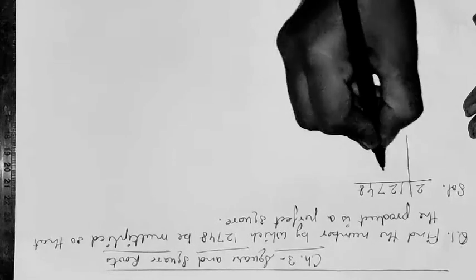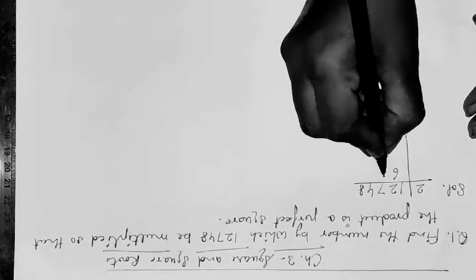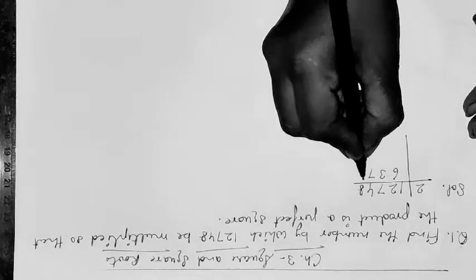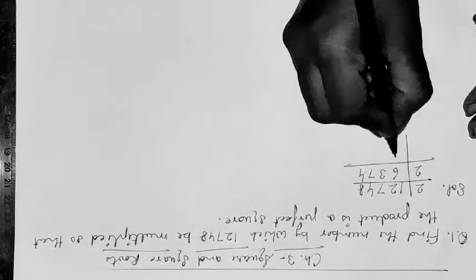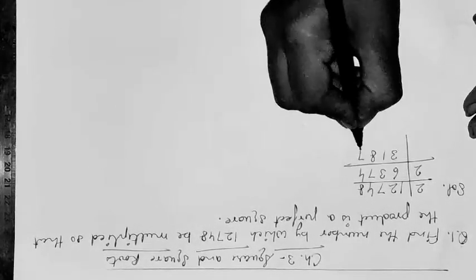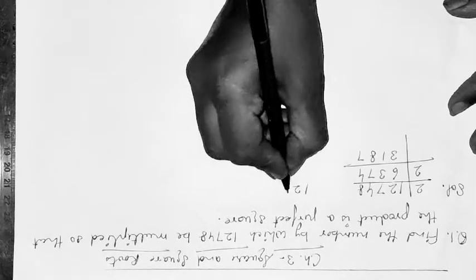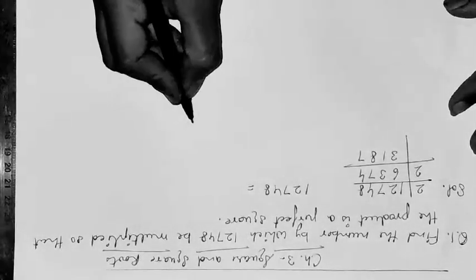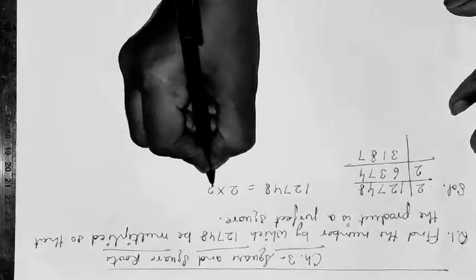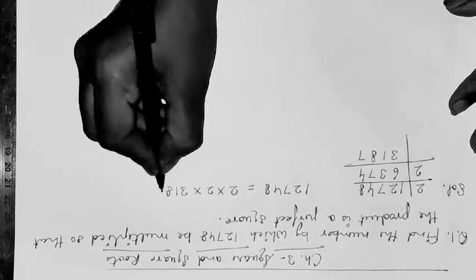12748. So I am dividing it by 2. Again by 2. Now class, 3187 is a prime number. So I am stuck here. I cannot move further because 3187 is a prime number. It is divisible by itself only. So what we come to here is that the factors of 12748 are 2 into 2 into 3187.